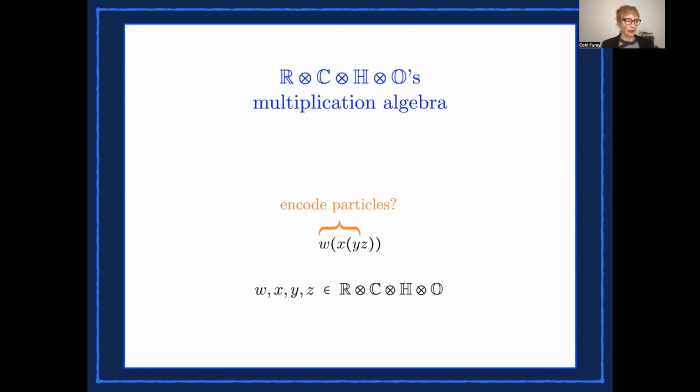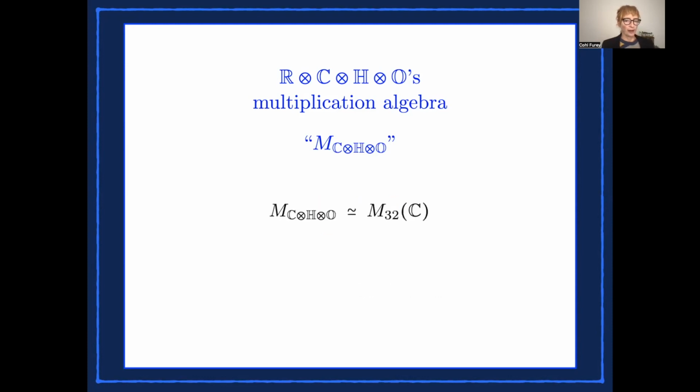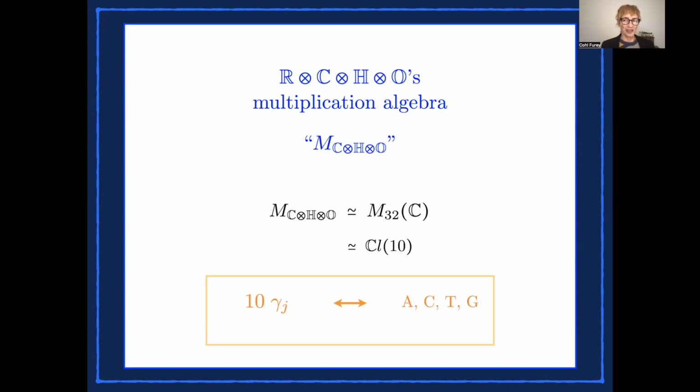Now, sequentially multiplying RCHO elements onto RCHO elements generates something familiar to mathematicians known as its multiplication algebra. And you can think of RCHO's full multiplication algebra as being isomorphic as a matrix algebra to the 32 by 32 complex matrices, or to the complex Clifford algebra CL10. Now it's generated using 10 objects, which we're going to call gamma J. And you can think of these 10 gamma J's as being like the 4 A, C, T, and G bases of genetic sequences. These 10 gammas are going to generate the complex Clifford algebra CL10.